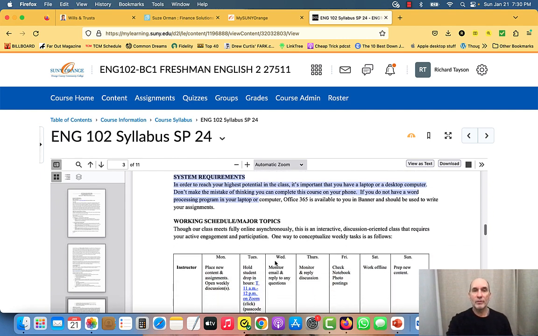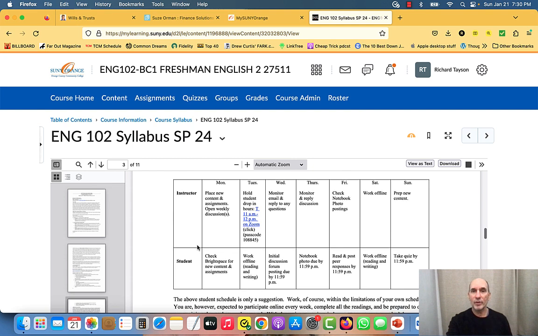And now let me scroll down to the working schedule. This is for you and for me. So here are the things that I'm doing during the week, and here are the things that you're asked to do during the week. So for you, the very important things are reading and writing, of course, but your assignments are due on Wednesday night by 11:59 p.m. You need to have your initial discussion forum posting. So you need to interact with the discussion that week at least by Wednesday at 11:59 p.m. This is the very, very, very minimum.